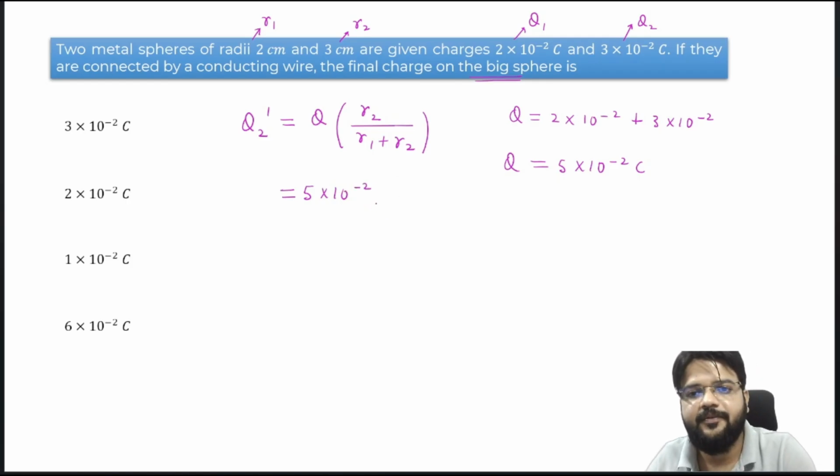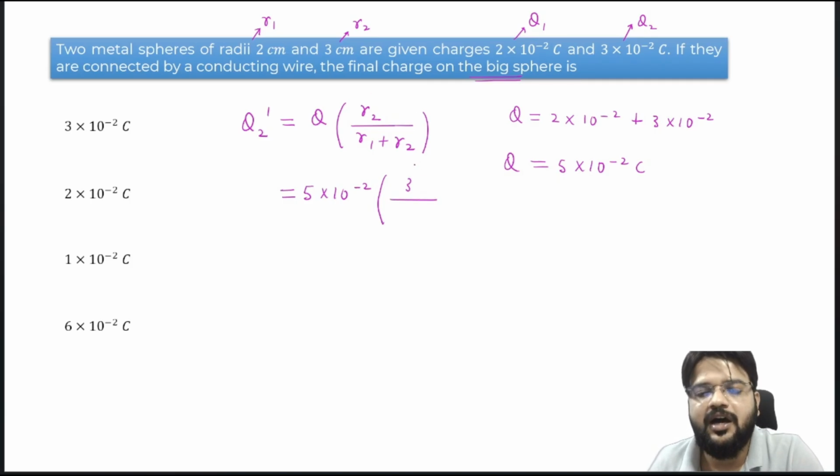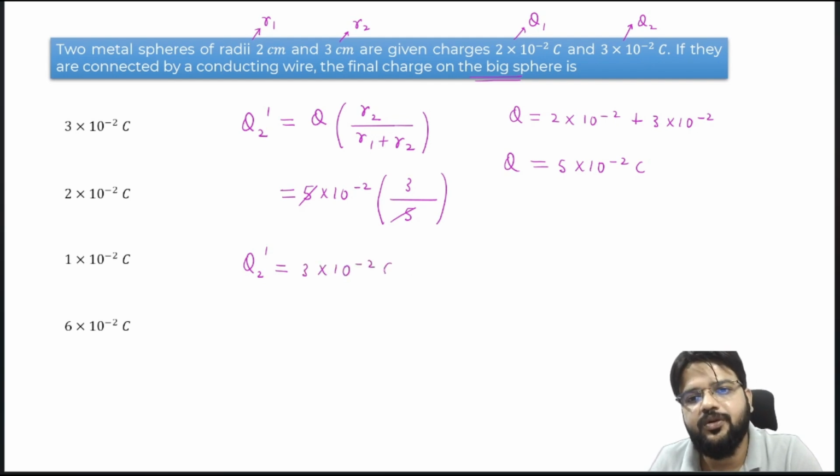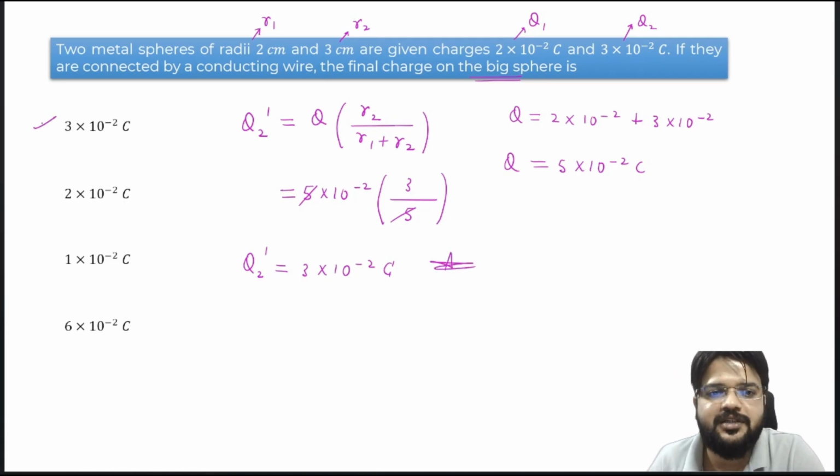What is the R2 value here? It is 3 centimeter. R1 plus R2 is 5. So here 5 is cancelling. Then finally we have Q2 dash equal to 3 into 10 raised to minus 2 coulomb. This is the final charge on the bigger sphere, and this is the final answer. So the correct answer is option A here. Note down, everyone.